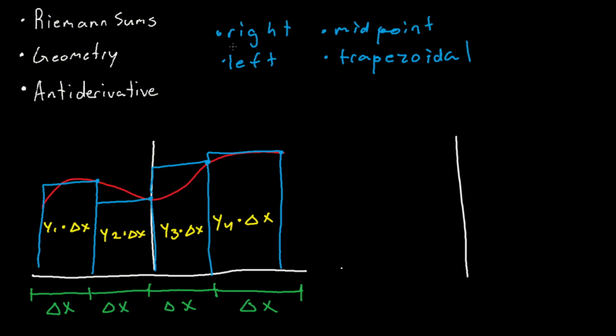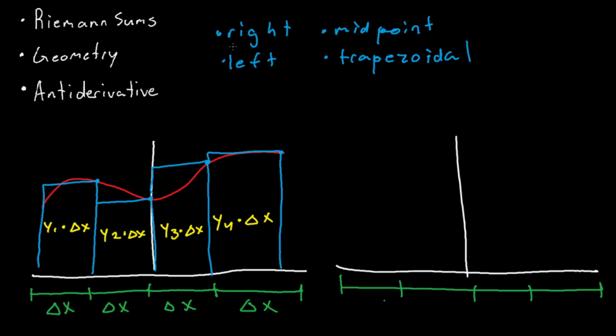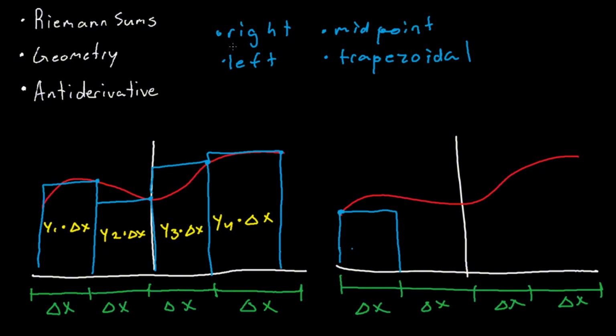Well, the left rule is very similar to the right rule. You just have some delta x values. So delta x here, delta x here, delta x here, delta x here, and you have some curve. And instead of picking the point to the right of your delta x region, you pick the point to the left of your delta x region, and then you draw a rectangle. And on this next one, this is the left point of this next region, so I drew a point there. This point right here is to the left, so I drew a point there. And then if I go up, this point is to the left of this delta x region here.